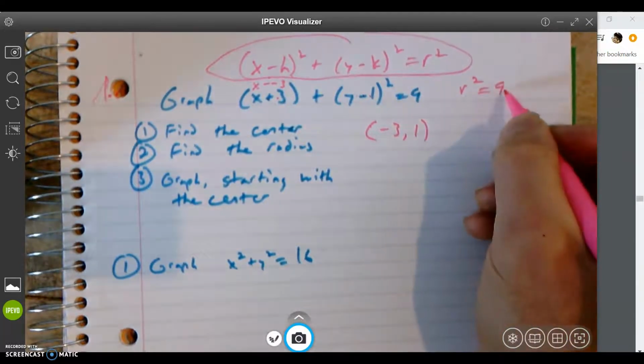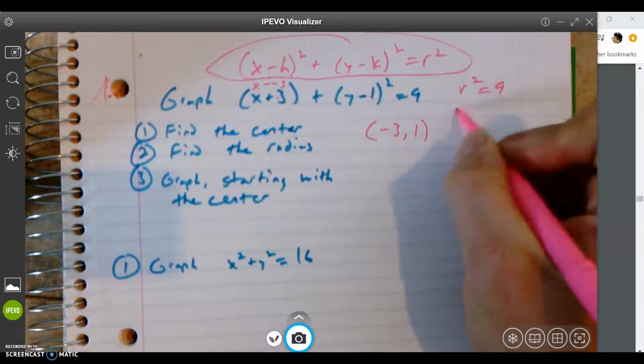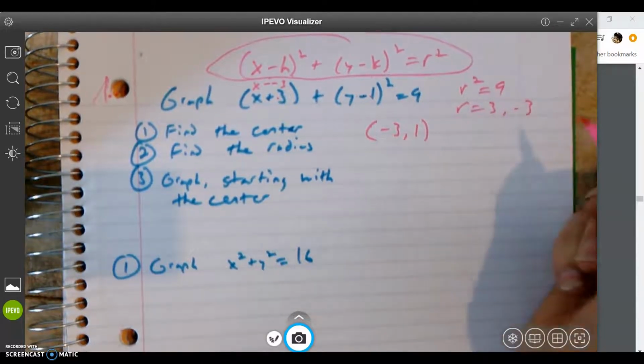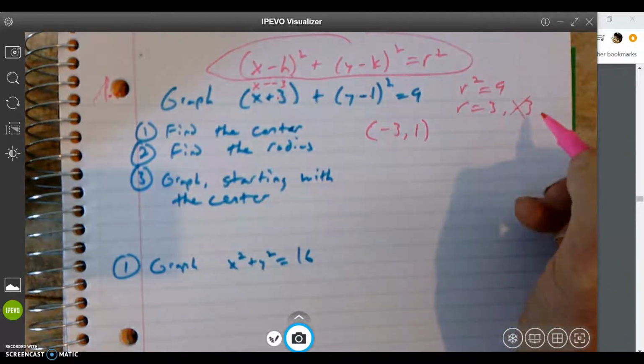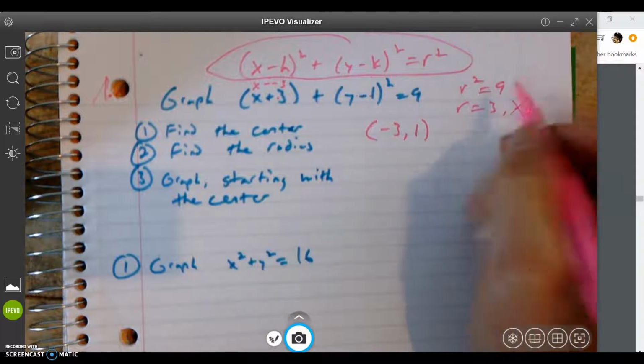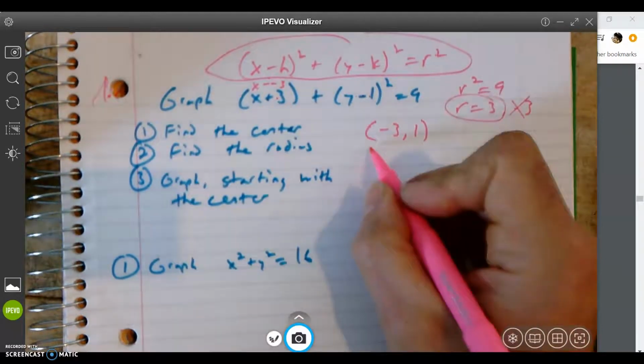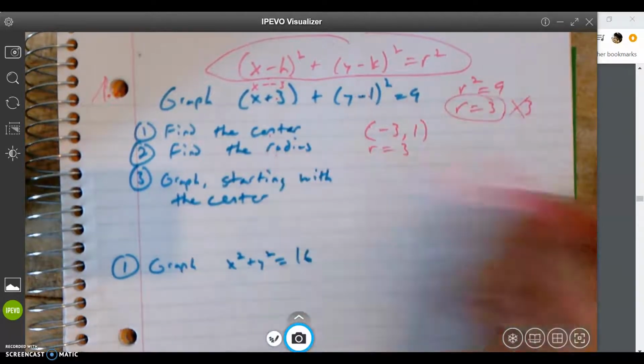So what number times itself is 9? Yeah, 3. And negative 3. Well, you don't need negative 3 because why? Oh, you can't have a negative distance. You can't have a negative radius. It doesn't make sense. So radius is 3. So we got these 2 things locked in. So we did step 1, step 2.